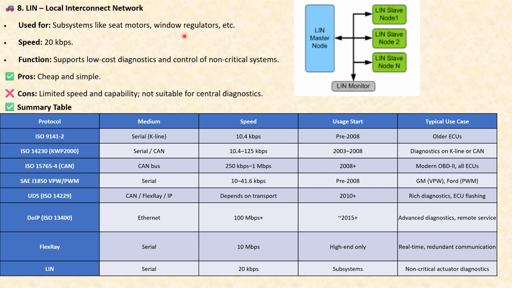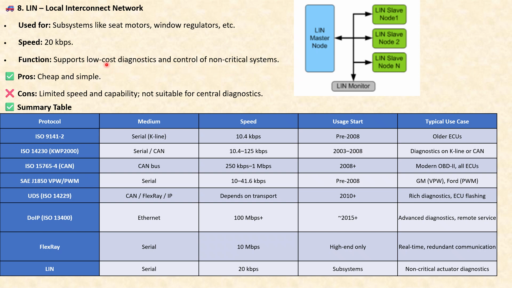Last but not the least, LIN, Local Interconnect Network. It is used for subsystems like seat motors and window regulators, and the speed is 20 kbps. It has a very moderate speed. It is not exactly high speed data transfer, but it has a moderate speed of 20 kbps, and the function is low cost diagnostics and control of non-critical systems.